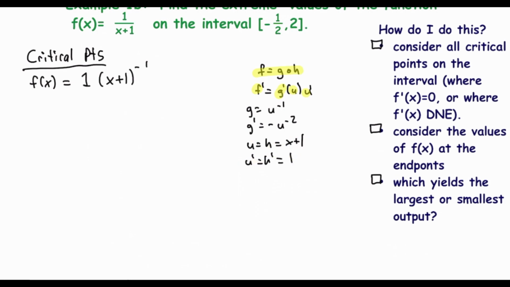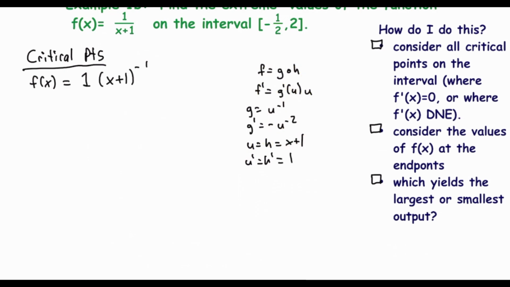So I did my g function first. So g is equal to u to the power of -1. G prime is negative u to the power of -2. That's just our power rule. And my inner function u is equal to h of x, which is x plus 1. And the derivative u prime is the derivative h prime. And the derivative of this is just equal to 1. So I've shown my pieces off to the side here.